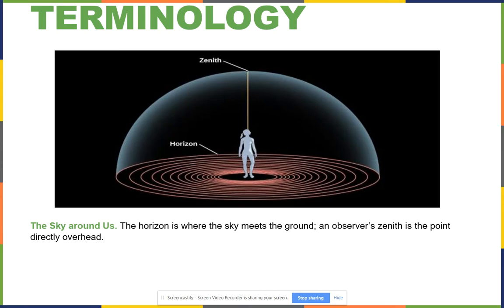So, my parents are in California. Their zenith is a completely different location than my zenith. There is something that's opposite to the zenith, directly underfoot, and the term for that is the nadir.